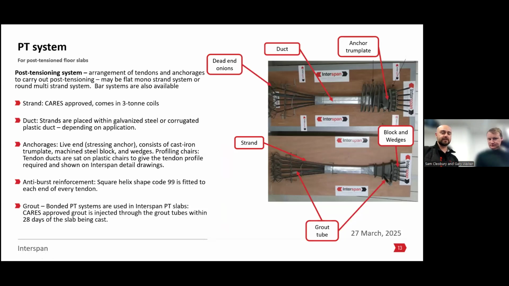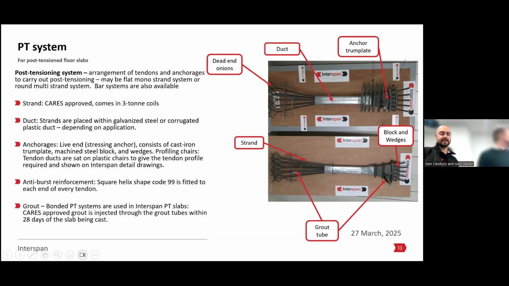So if we focus on the PT system that we'd normally see in our building projects, it'll give you an idea and an overview of the fundamental things that you'd see. So the main weight of the material is the strand. It comes on a 3-ton coil. It has to be CARES approved for us to use it in the UK and Ireland. The strands are placed within a galvanized steel duct, which we can see here. Galvanized steel duct. And we have anchorages, a live end anchor here.